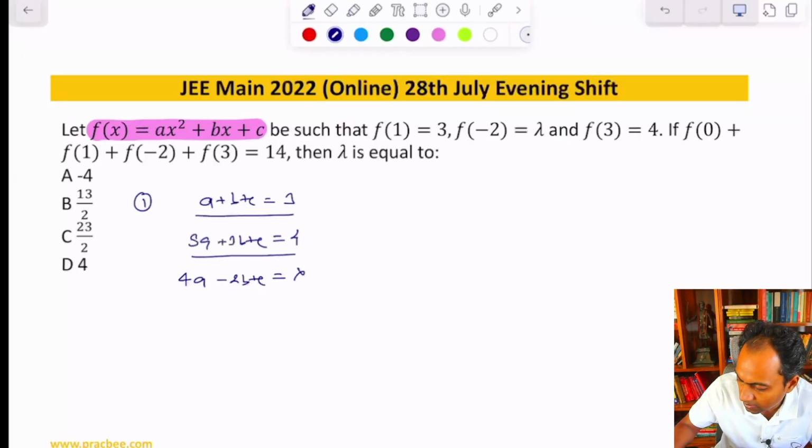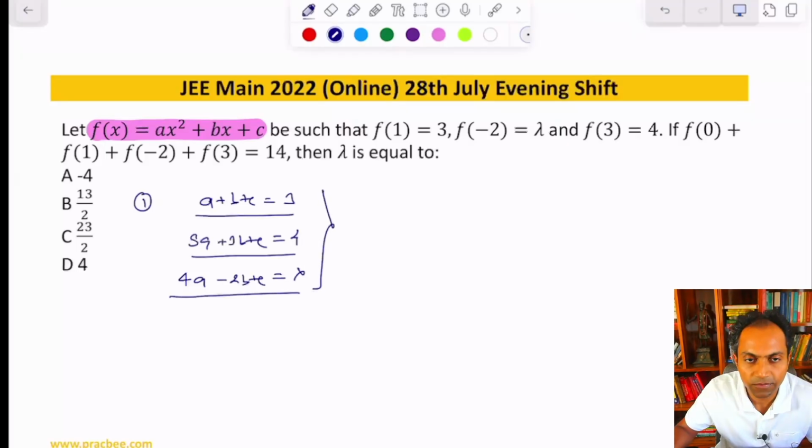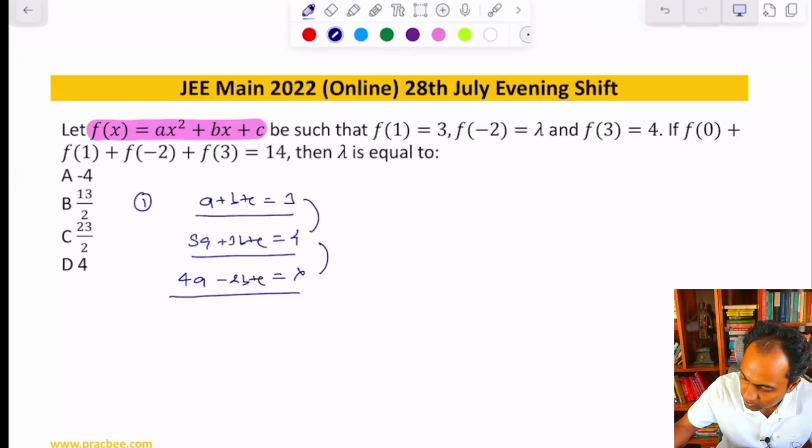You can see that what we have is basically 3 different equations. We can solve and get the values of a, b, c in terms of lambda. Once we do so, all of these values will be substituted in the equation ultimately given to find the final answer. For that, I can subtract. There is a very simple method of doing so. I will subtract these two equations.